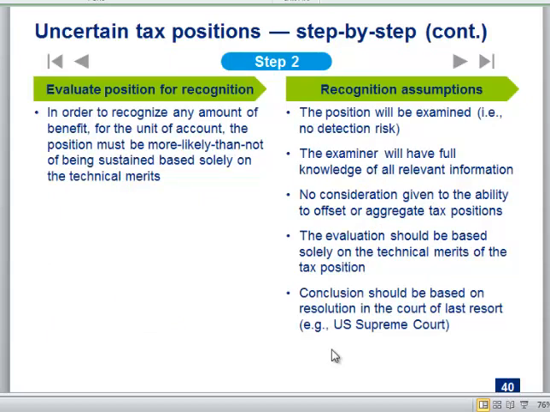Okay, so I mentioned before recognition. You've identified your positions. You're like, these are all the things that could go wrong. And now you're supposed to run all of them through this filter for, if I just sat there and thought from a theoretical perspective, or the language that's used here in the slide is based solely on the technical merits. If I just kind of cracked the book open and I looked at my position compared to what I think the law is, am I going to win? Do I have a 50% chance, a greater than 50% chance of winning?